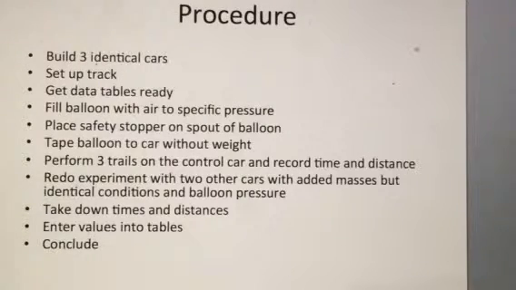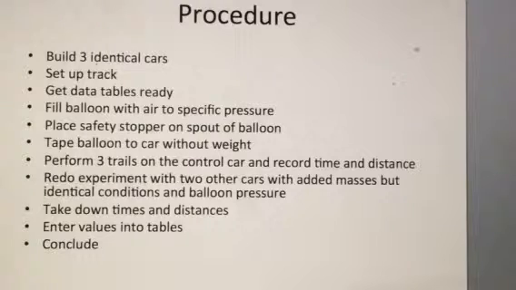The procedure for this experiment. I built 3 identical cars. I set up the track. I created data tables so that I could input my data as I did the tests. I filled the balloons with air to the specific pressure. I placed my safety stoppers on the spouts of the balloons to keep the pressure stable while doing experiments. I taped the balloon to the car without any weight. Then I taped them to the cars that had weights on them.